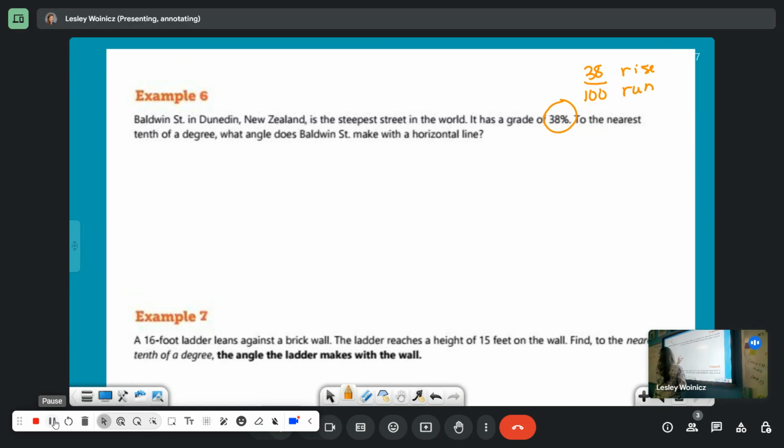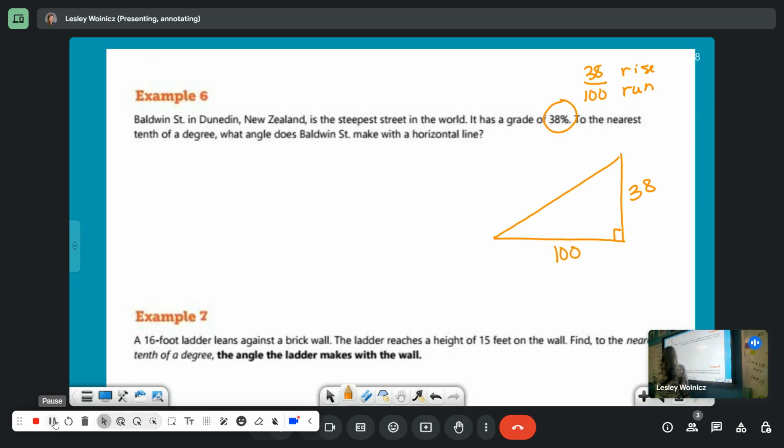Okay, can we focus please? So this is our rise, this is our run. So when I draw my picture, well, it says it's a steep street, so let me kind of make it steep. I wouldn't want to drive up that. Okay, where am I going to put the 38? On the vertical or the horizontal? Vertical. It's going to rise 38 for every 100 over.